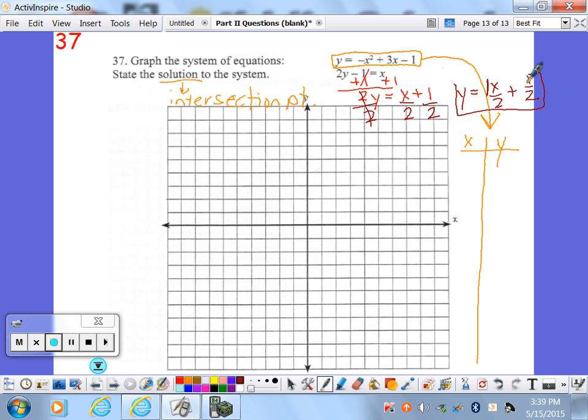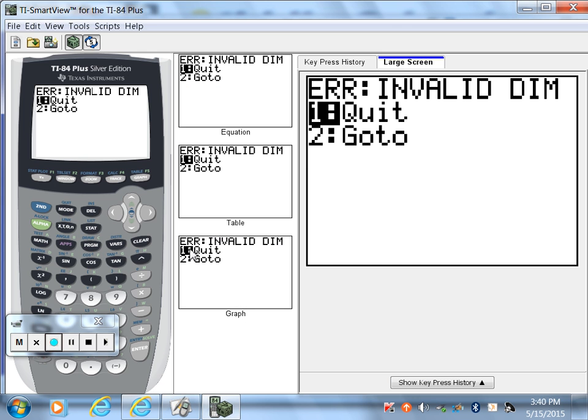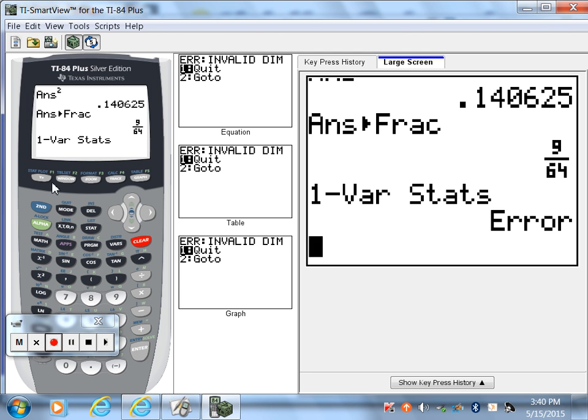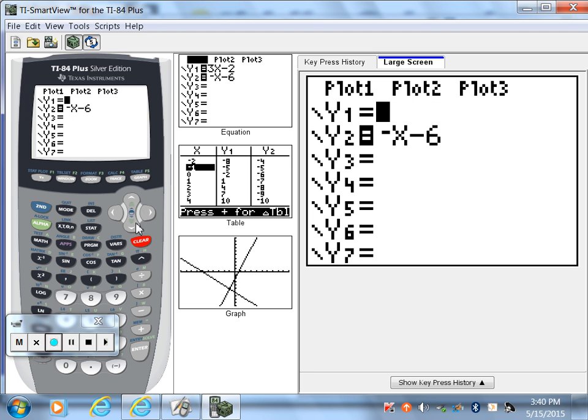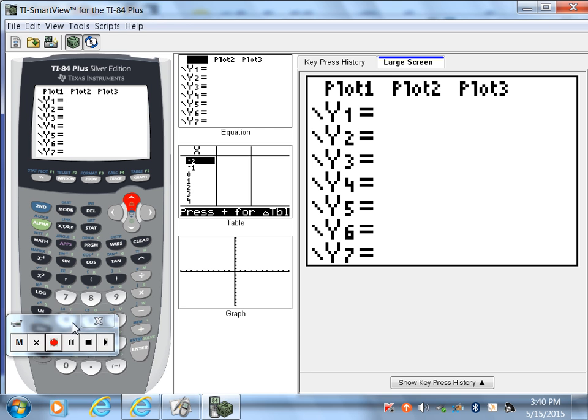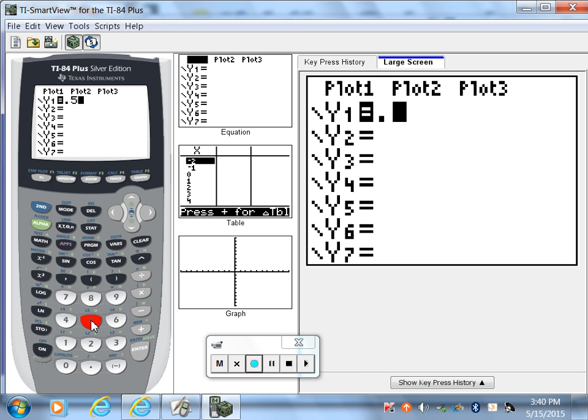If it helps you, I would make a table of values for this also by entering it into my calculator. Please be careful when you do this. If you're going to enter it into your calculator, it should look like this. When I go to y equals, I want 1/2 x. So if you'd like, you could enter it in as a decimal, just to play it safe. So you could do 0.5x, and then you can also do plus 0.5. You'll get your table of values.